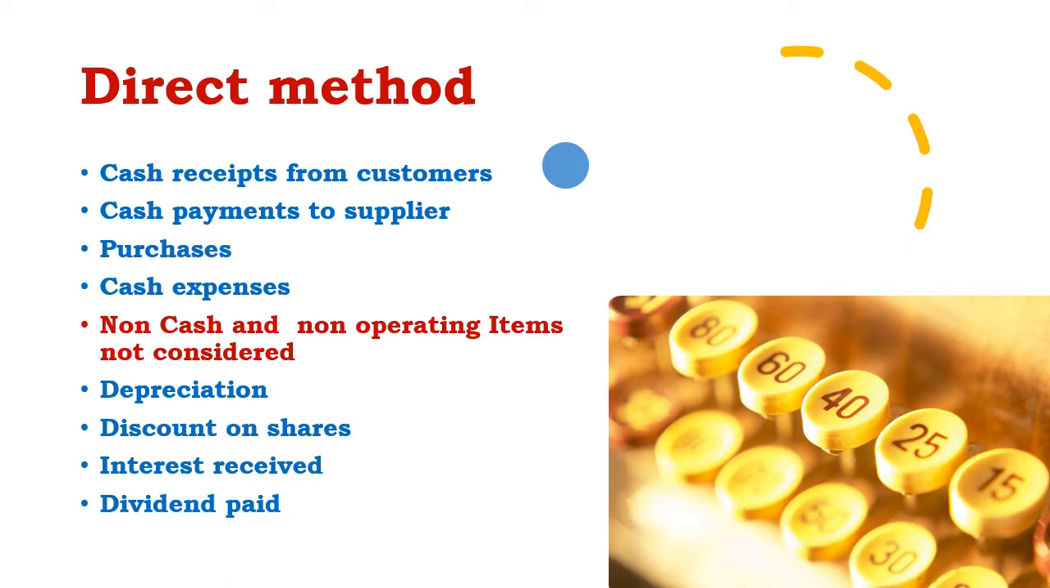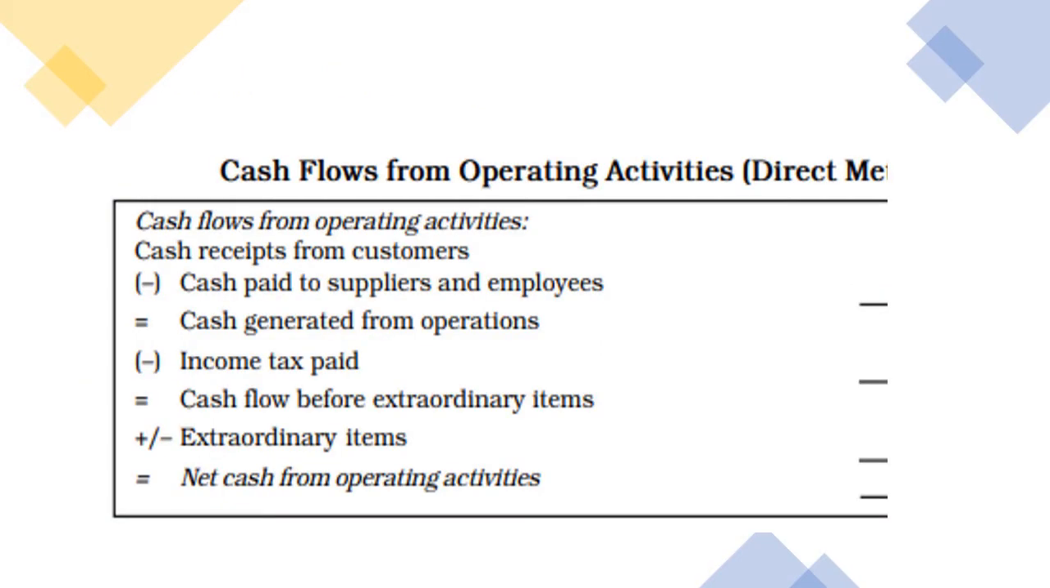Profit and loss account is prepared on the basis of cash and accrual. But in case of direct method, we consider only the cash transactions. For example, cash receipts from customer, cash payments to the suppliers, purchases, cash expenses. Under this method, non-cash and non-operating items are not taken into consideration. For example, depreciation, discount on shares, interest received, dividend paid. So let's see the format of cash flows from operating activities under direct method.